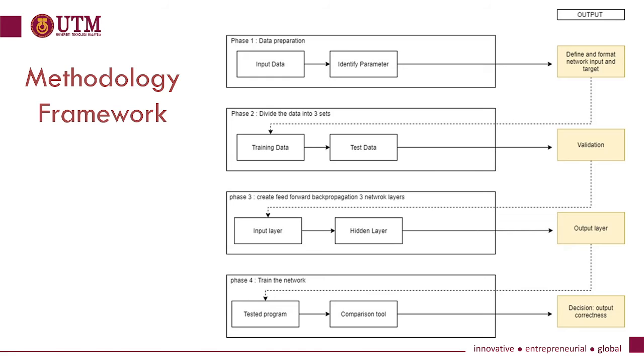It will have an input layer, a hidden layer, and the output layer for the output of the answers. After we get the output layer, we can train the network and test the program. Is it correct based on the system? For example, the system says it works 100%. Okay, let's test this program. Does it work 100% based on the comparison tool or the machine learning we already use? Then you can see the decision about the output correctness. Is it false or is it true? That's the methodology of the framework, how the ANN, the artificial neural network, works.